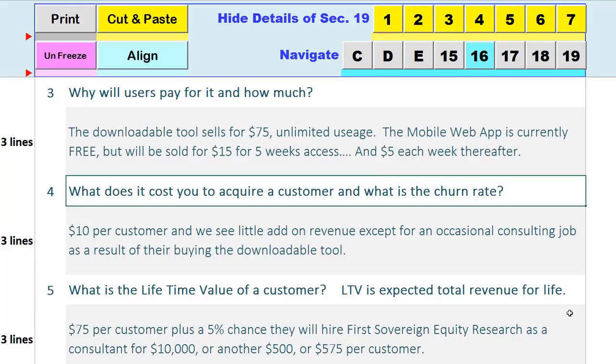What does it cost you to acquire a customer? What is the churn rate? Oh, so important. Oh, it only cost me $1 million to get a customer in the last 3 days. Well, you better be selling billion-dollar items if that's the case. How do you generate that number? Well, you look at your data.